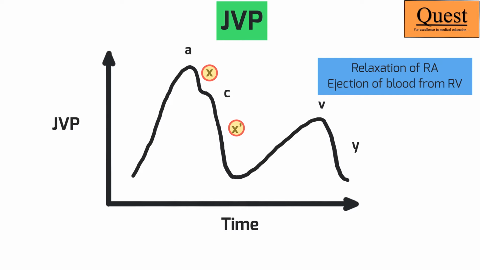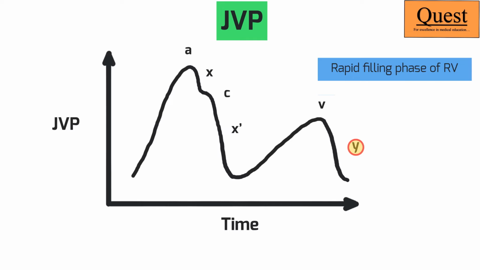We also have the X descent, which can have components because of atrial relaxation as well as ejection of blood from below the tricuspid valve towards the pulmonary artery. And we have the Y descent, which is because of the rapid filling phase of the right ventricle diastole.